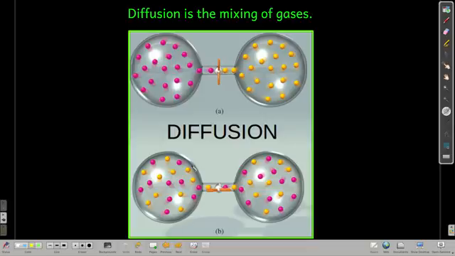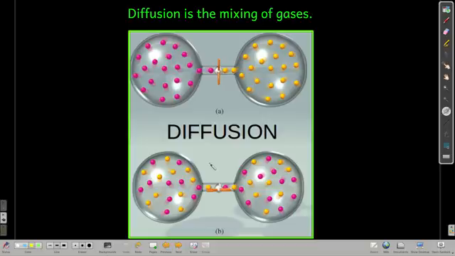An example of this would be opening up a bottle of perfume in the corner of the room. Now, when you open up that bottle, if you're in the opposite corner, you probably won't smell the perfume yet, but eventually you'll smell that perfume. That's because the molecules that give that perfume its odor are vaporizing. They're going from the liquid to the gas phase.